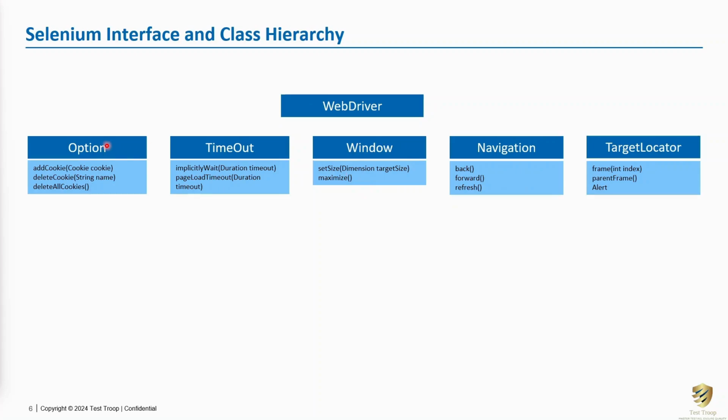Window interface: the purpose of this is to manage window related actions such as resizing and maximizing the window. Some of the key functions are set size, which resizes the browser window to the specified dimension. You have to specify the dimension, like width and height, and it will resize your window. Get size retrieves the current size of the browser window, then maximize maximizes the browser, minimize minimizes it, and then get the current position, set a position, and things like that.